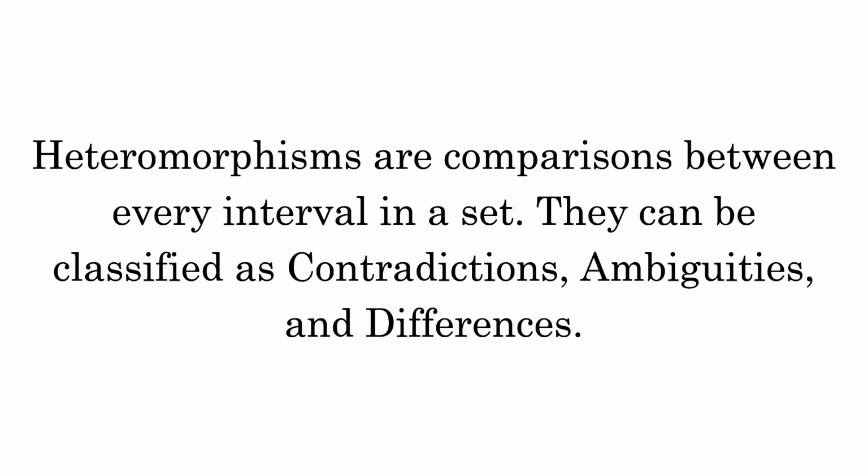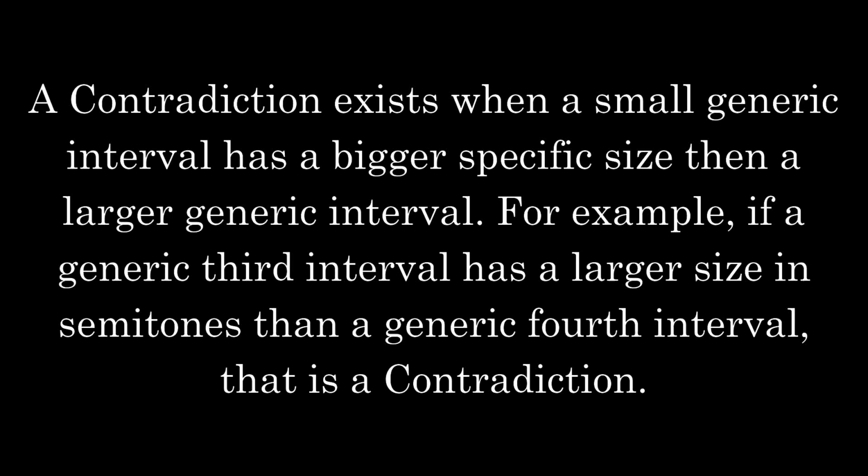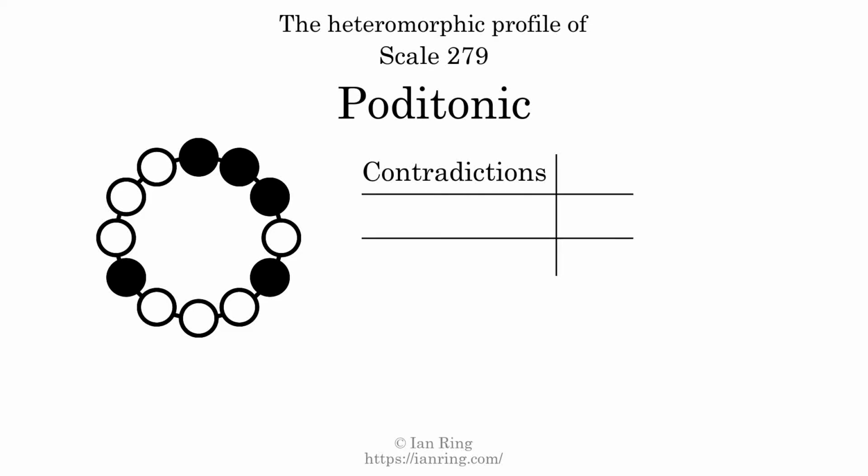They can be classified as contradictions, ambiguities, and differences. A contradiction exists when a small generic interval has a bigger specific size than a larger generic interval. For example, if a generic third interval has a larger size in semitones than a generic fourth interval, that is a contradiction. The number of contradictions in this scale is 13.